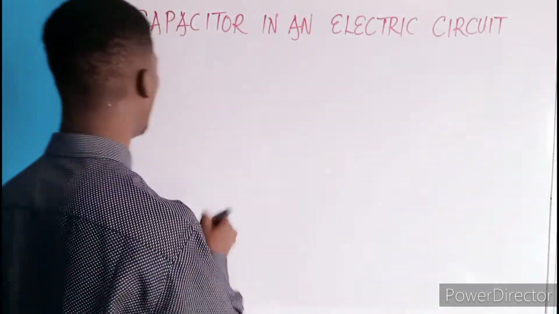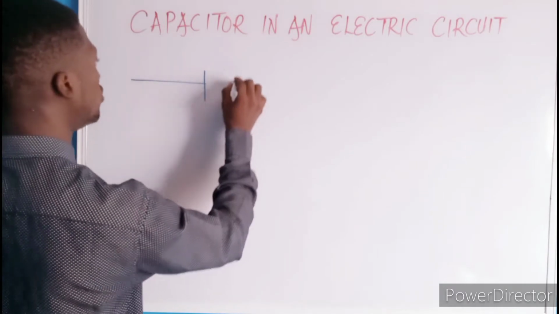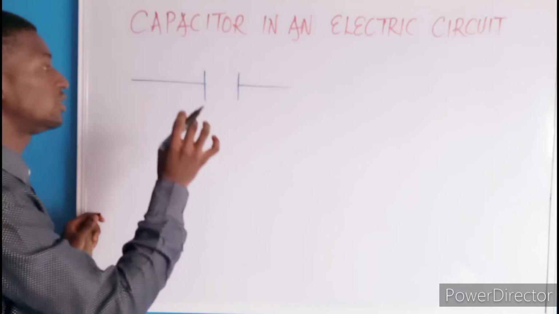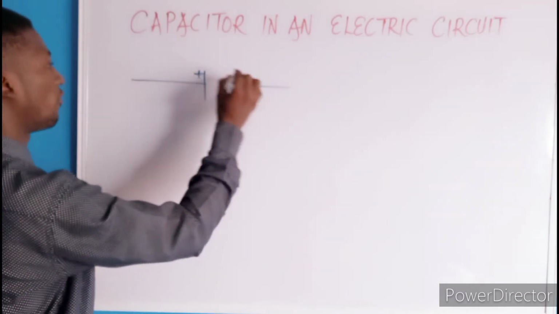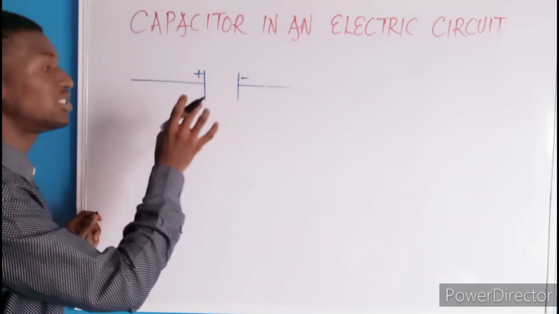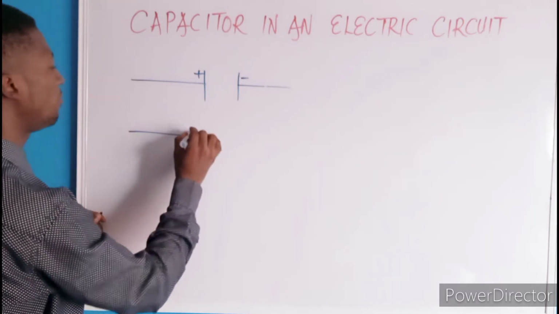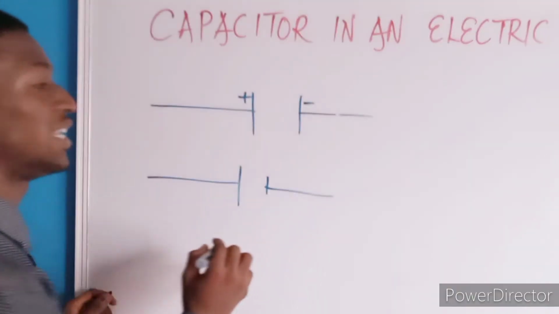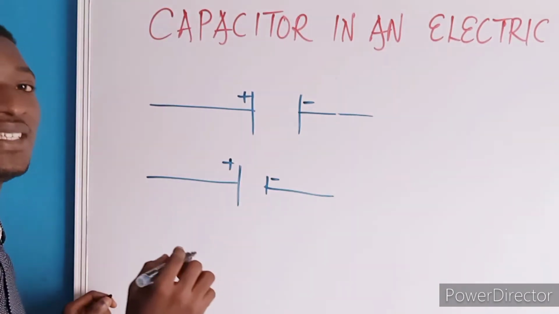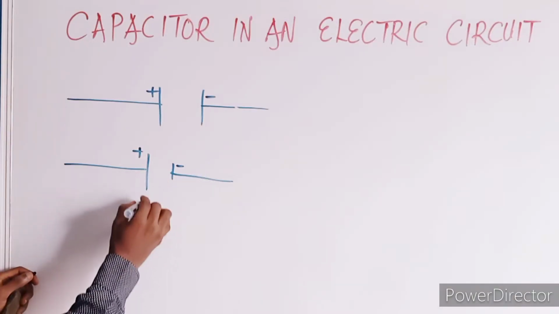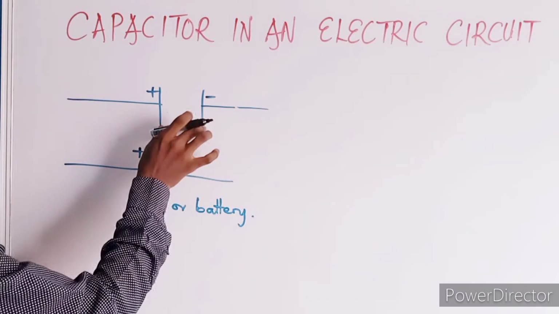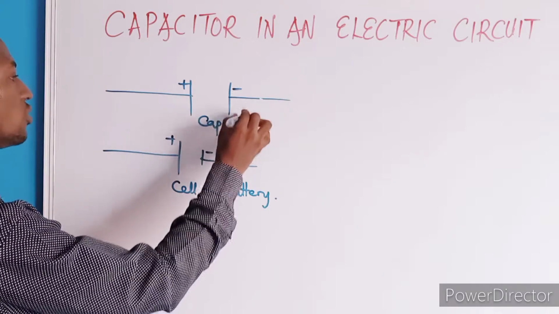In an electric circuit, this symbol is used to show the capacitor, in which the two end plates are of opposite charge. One can be positive and the other negative. This symbol can be distinguished from one having two end plates of unequal length in an electric circuit. When one is positive and the other is negative, we say that this symbol represents a cell or a battery in an electric circuit.